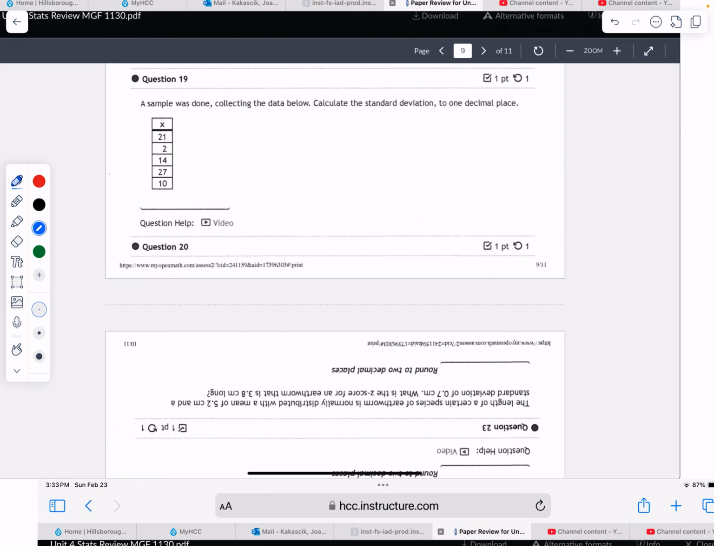Again, first steps first, we have to find the mean. So we sum all my x scores divided by n. 1, 2, 3, 4, 5. N equals 5. So I'm going to sum everybody: 21 plus 2 plus 14 plus 27 plus 10, divided by 5. Let me add those up. That equals 74, and we're going to divide that by 5.